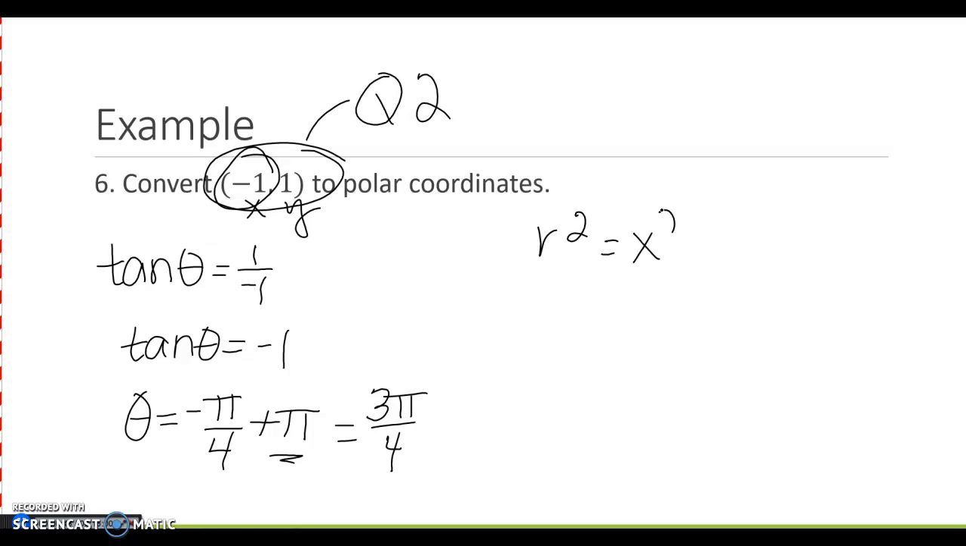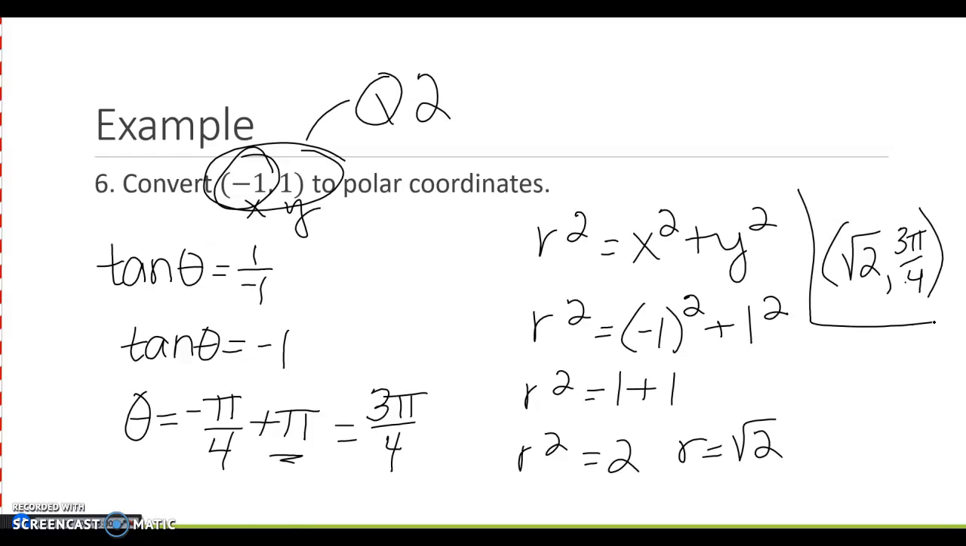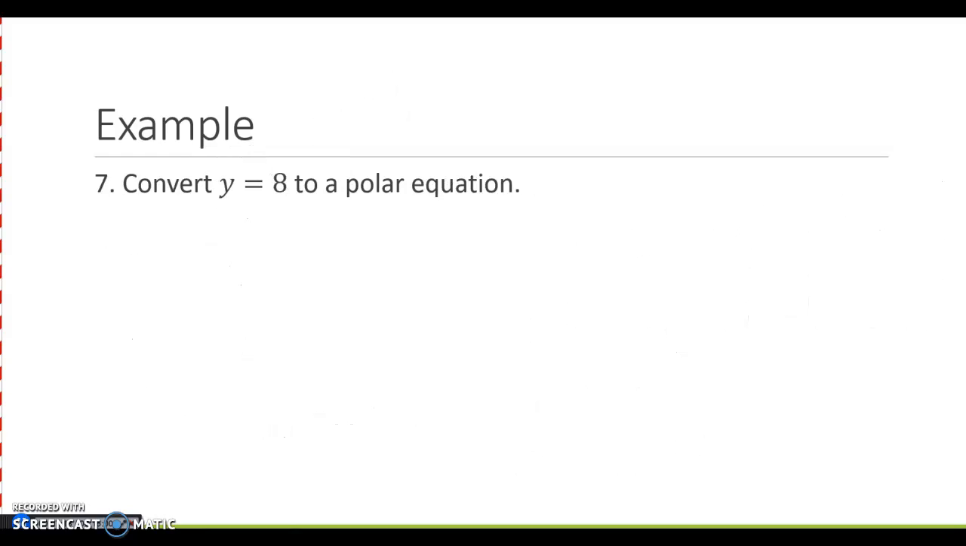R squared is x squared plus y squared. So r squared is negative 1 squared plus 1 squared, 1 plus 1. R squared is 2, and r is the square root of 2. So then my point (r, theta), (square root of 2, 3 pi over 4) would be in quadrant 2, which is where we want it to be. Okay? Now we're going to look at converting equations, simple equations.